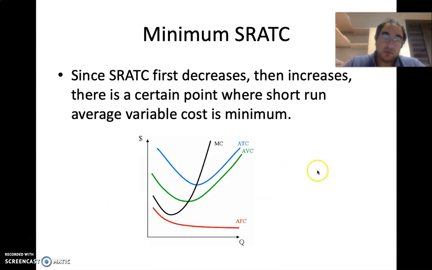So we have this beautiful structure which forces our companies to produce at the point when the short-run average total cost, of course, I mean the more important thing is the total cost the company pays, is minimum. This is the point when you can keep the costs at the minimum level.